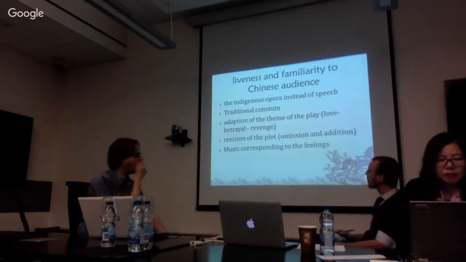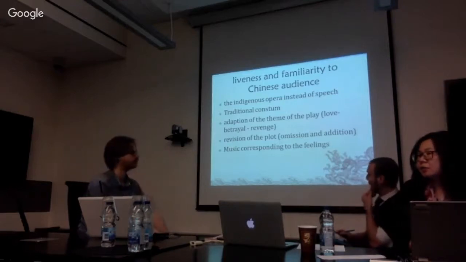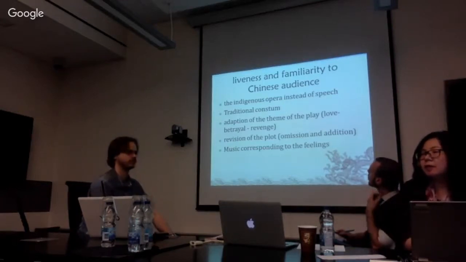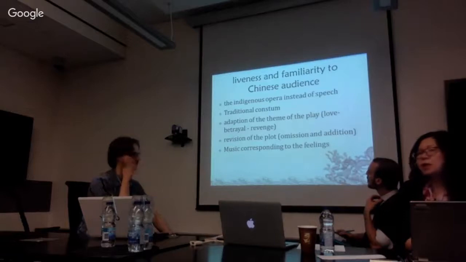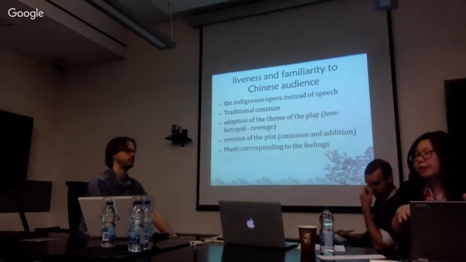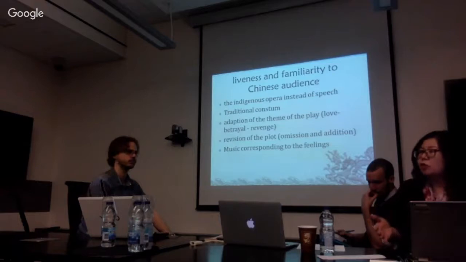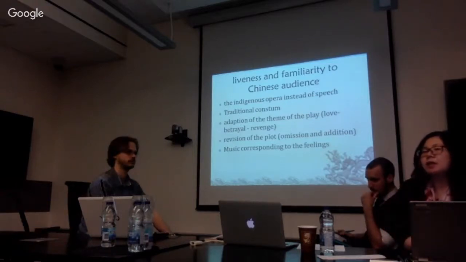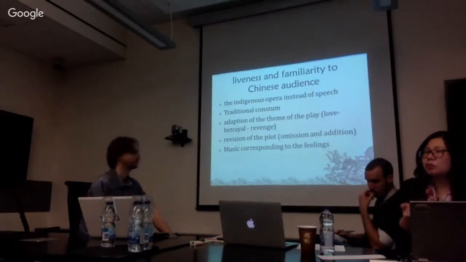And then we have revision of the plot, just now something omission, and some plots are added. In original Greek drama, the play just started from Medea's revenge on Jason. And in this play, on Chinese stage, the director added two plots, two acts, two episodes. The first episode is about how Medea and Jason fell in love with each other at first sight. And secondly, how Jason returned to homeland and how Medea saved him from the trap of the old king. So in this way, the Chinese audience can have some idea to see why Medea later on was angry with Jason.